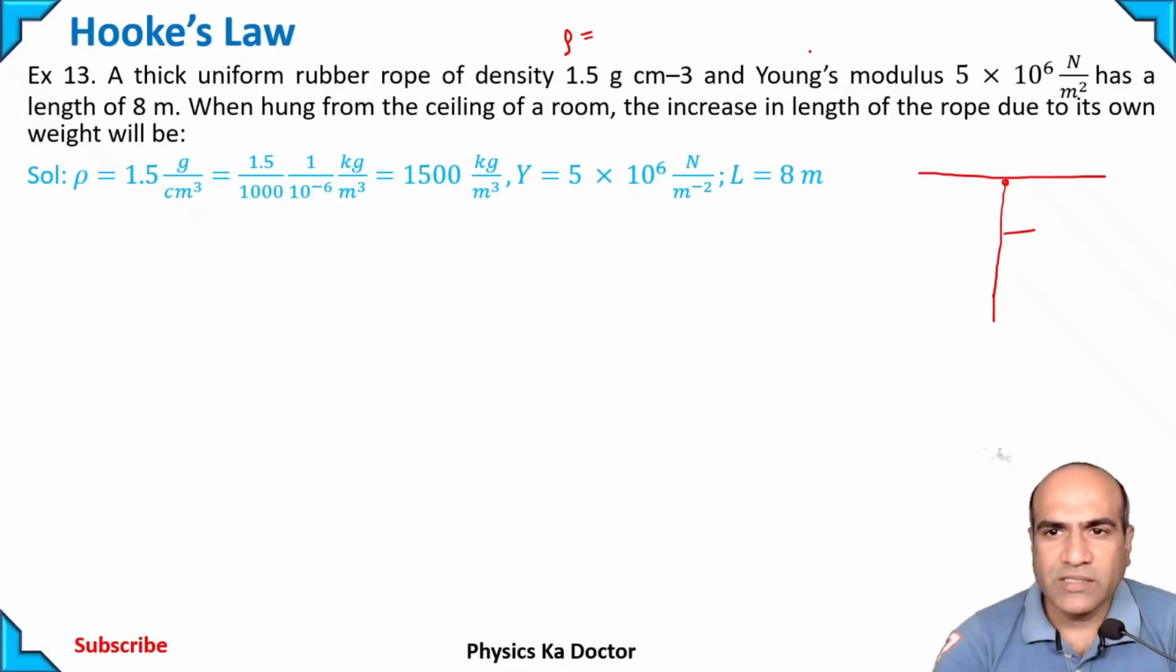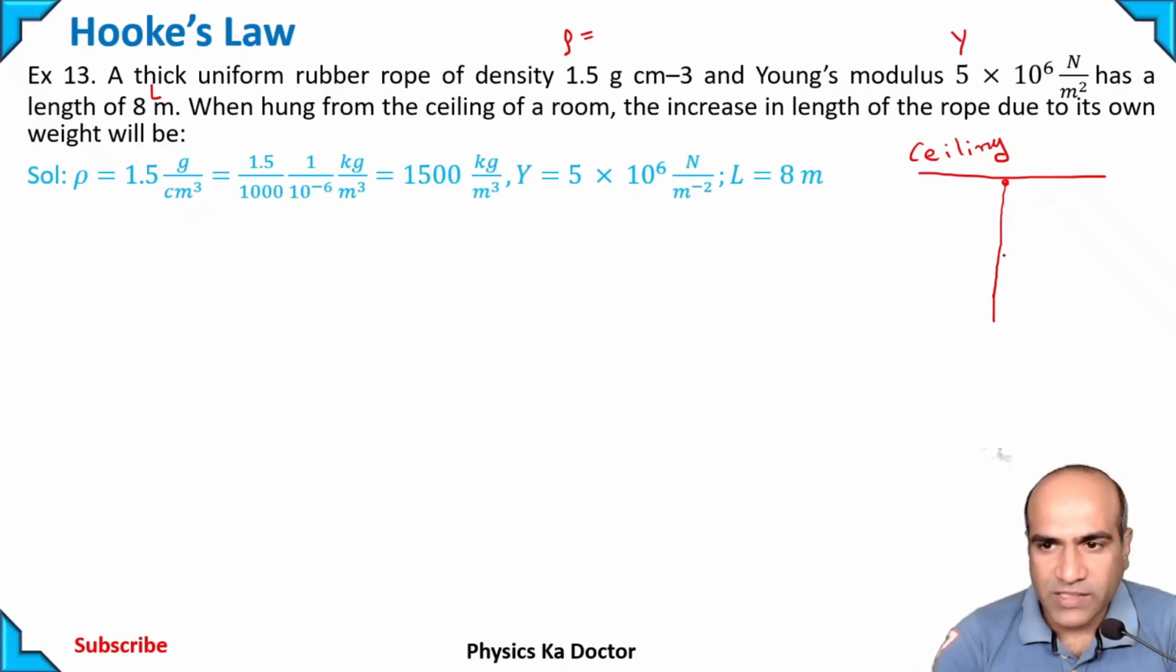And Young's modulus, we specify by capital Y, is given as 5 multiplied by 10 power 6, and length L is 8 meter, when hung from the ceiling of a room. Say for example, this is our ceiling of the room, and because of this, the increase in the length of the rope due to its own weight will be.